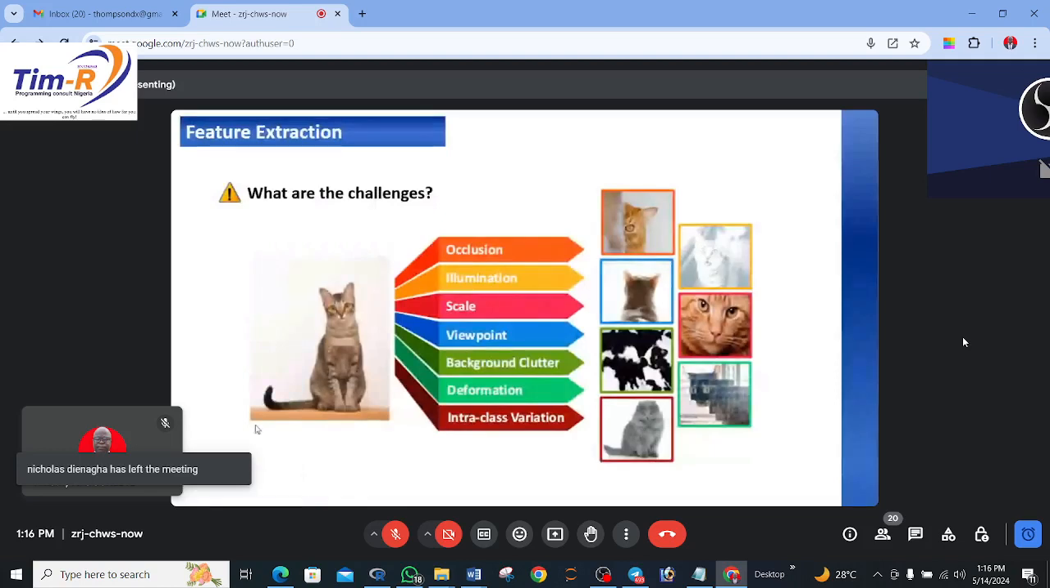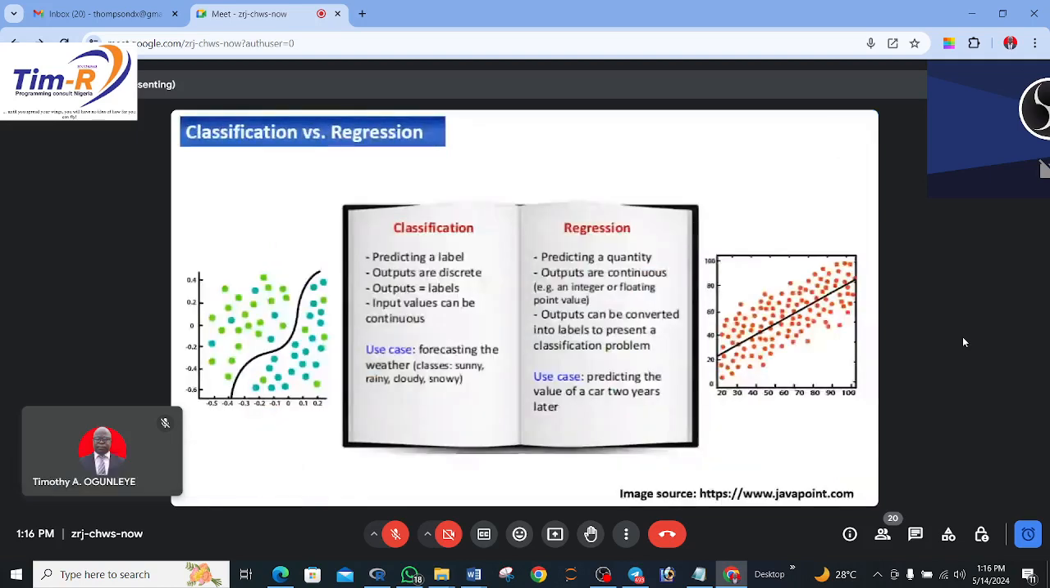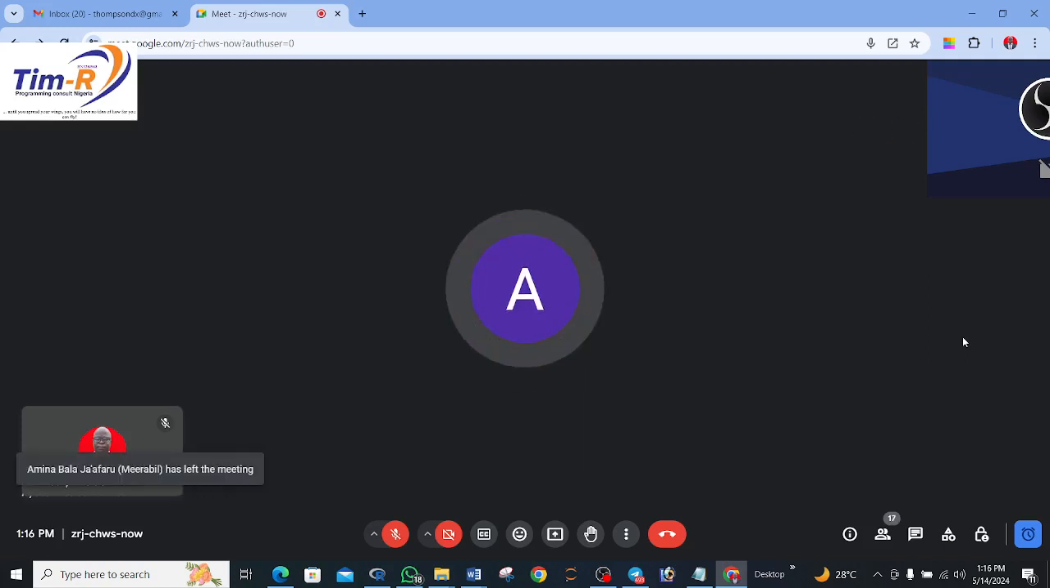Now let's move on. What's the difference between classification and regression? Classification versus regression. Classification is predicting a label, and the outputs are discrete, and the output is always equal to the labels. That's for classification. And the input values can be continuous. Use cases are forecasting the weather. So the classes we can see under that are: is it sunny, is it raining, is it cloudy, or is it snowy? And that's for classification.